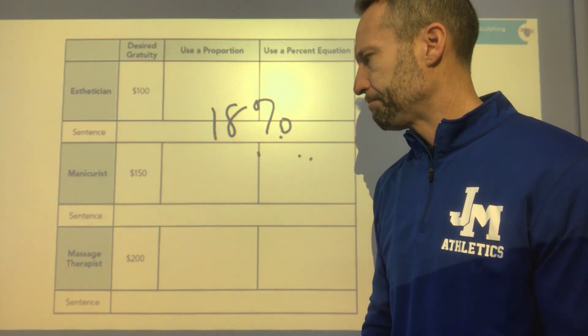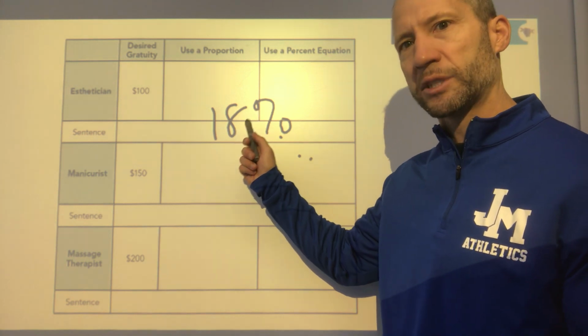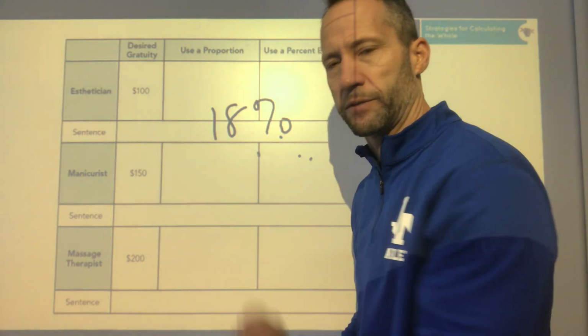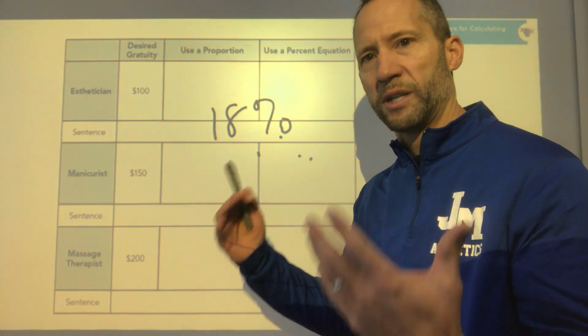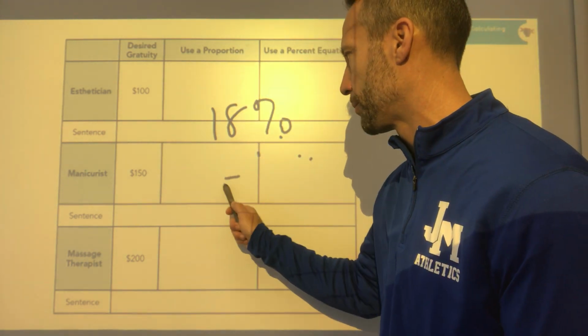Okay. And so I'm going to use what is given. Again, 18% is the given percent for the tip. $150 is the amount of tip. So in this case, you'll notice the whole is missing, or what is the total bill. So first, again, they were asked to use a proportion. So we'll start with the proportion.